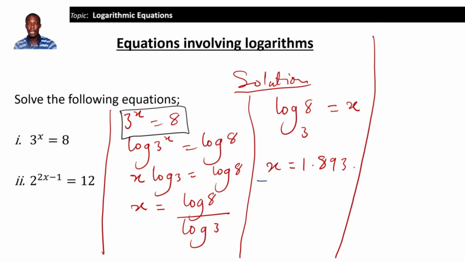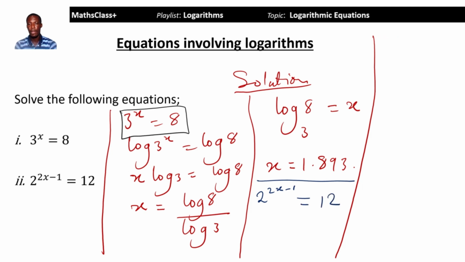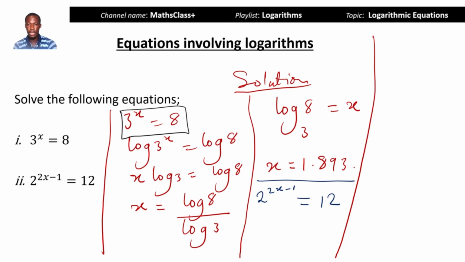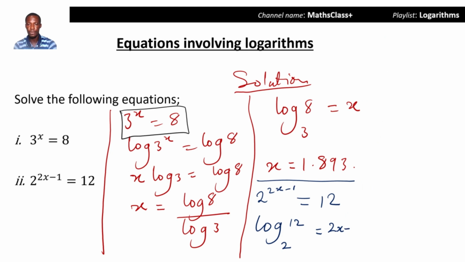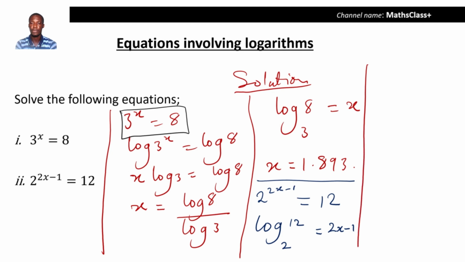The second example, we have 2 to the power 2x minus 1, and this expression is equal to 12. So straight away, I'll convert to indices and say log 12 to the base 2 is equal to 2x minus 1. So that is the method I'm using.